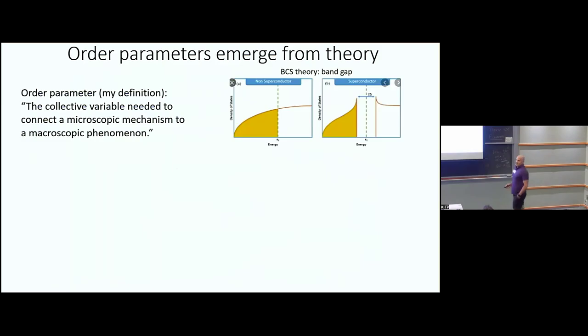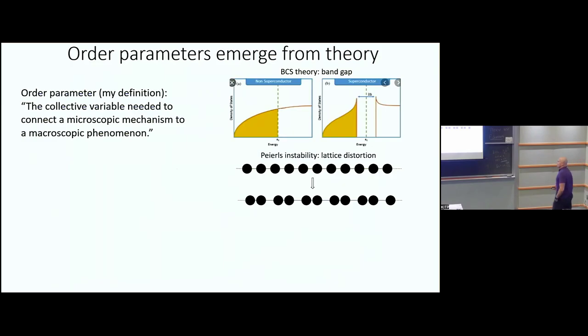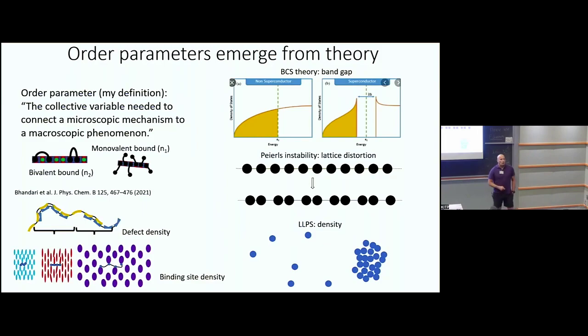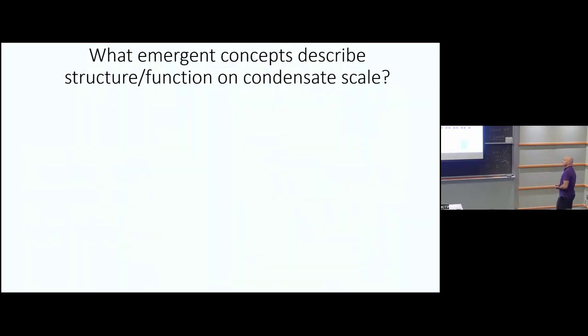To give you examples from traditional condensed matter, in superconductivity theory, there's a band gap. In the Peierls instability, it's a lattice distortion. And of course, in our old friend, liquid-liquid phase separation, it is a density order parameter. And these similar order parameters have popped out of each one of our toy models, our analytic models for all of these. In some cases, they're parameters that we put in by hand, and in other cases, they are parameters that emerge from the theory after it's done.